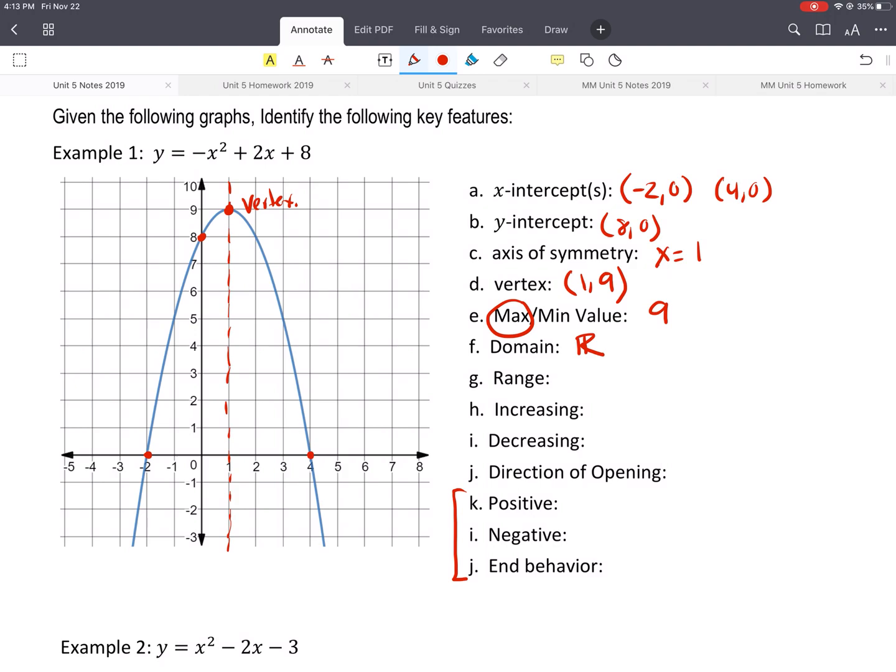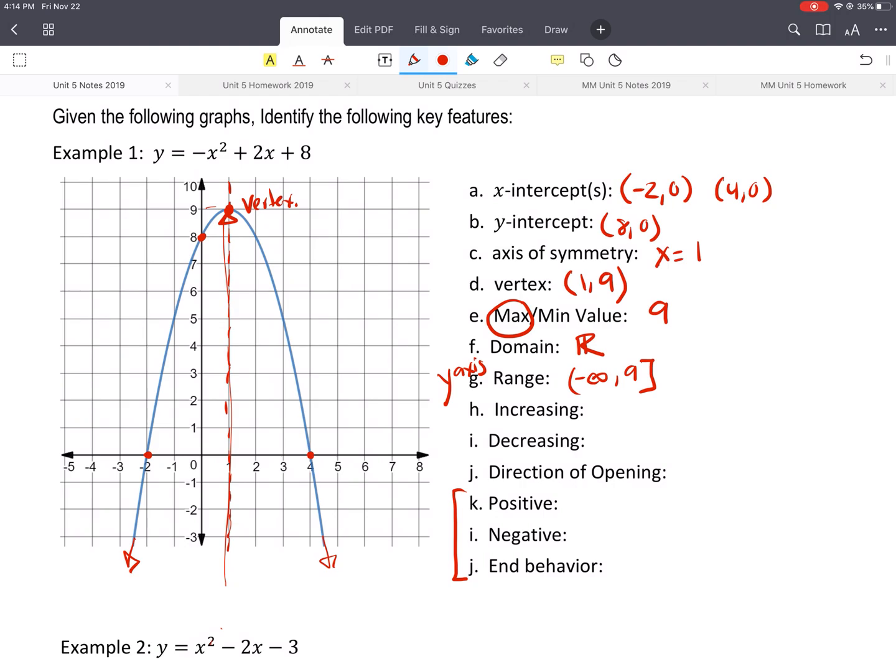Range, okay, we start at the lowest, so it would start, this is it, all the way to negative infinity. So it would start at negative infinity, and it would end at the vertex, at that y value. So again, range is always using the y-axis. So it starts at negative infinity all the way up till 9. And we would want to make it as a bracket because that value is included on the parabola.